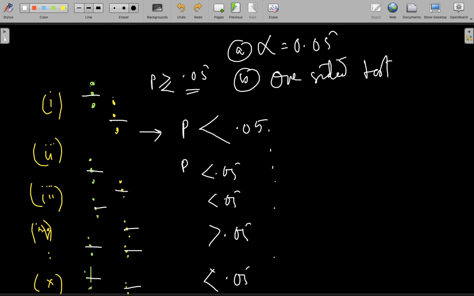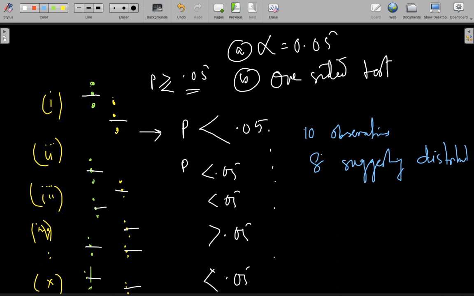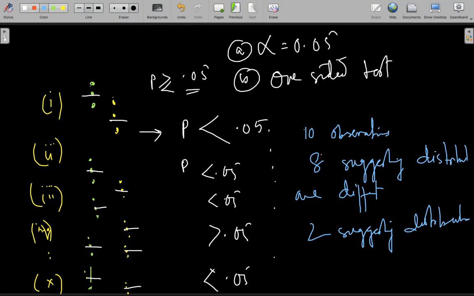Now the power of a test, what it does is, if I have, let's say, 10 such observations, and 8 suggesting the distributions are different, 2 suggesting distributions are the same. 8 suggesting distributions are different, 2 suggesting distributions are same.